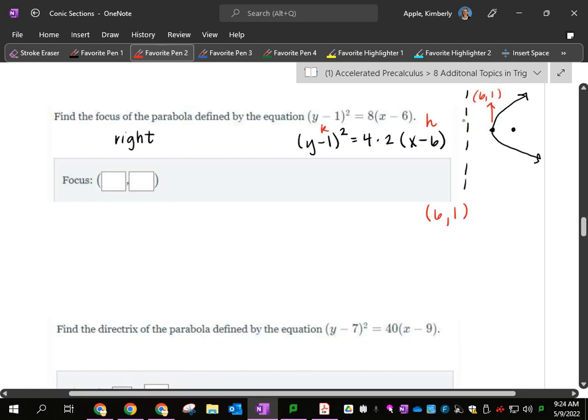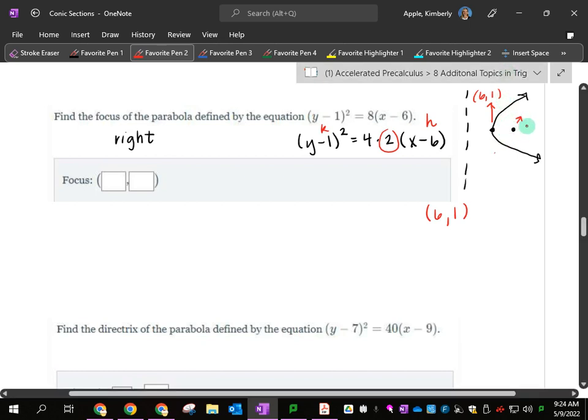What is p in this equation? 2. So that means that this distance is 2 units. Am I moving horizontally or vertically? Horizontal. So which coordinate will change? X. It will change by how many units? 2. So the focus should be at 8, 1.